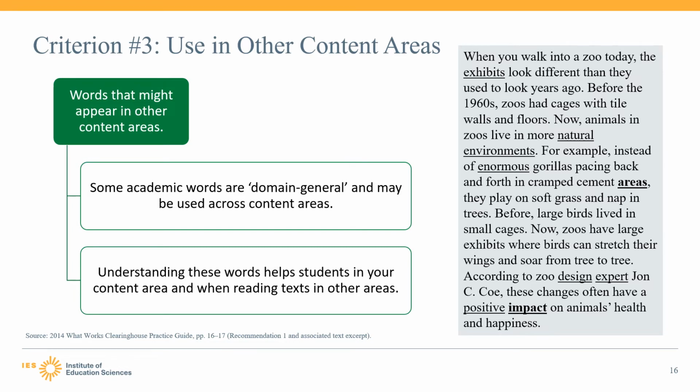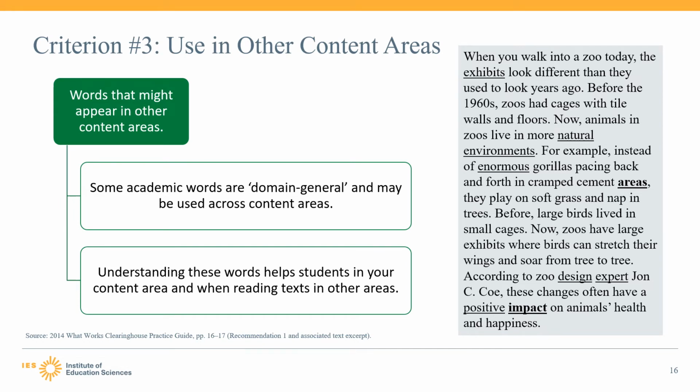So the words that are underlined here but not bolded are words that probably have application outside of science. Exhibit might show up in an art class or in a social studies class if you're talking about museums. Natural shows up in all kinds of instructional areas. And then there are the bolded and underlined words here that are used in meaningfully different ways across content areas. So in this context, we read about cramped cement areas. Obviously, that's some kind of room or some kind of contained space, but area in math has a very different meaning, as it also does in geography.